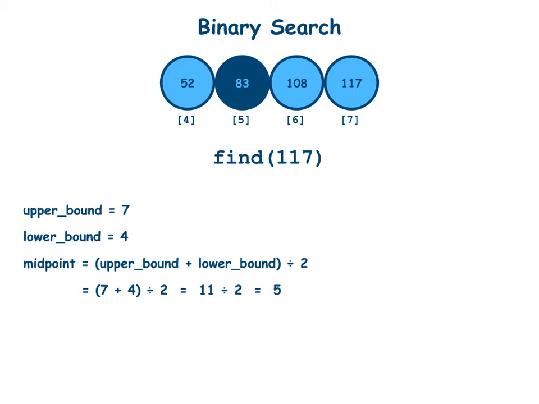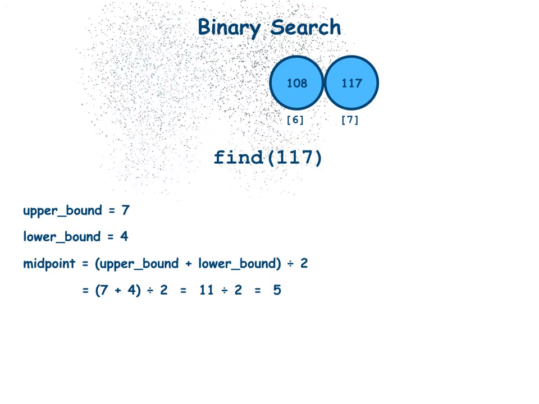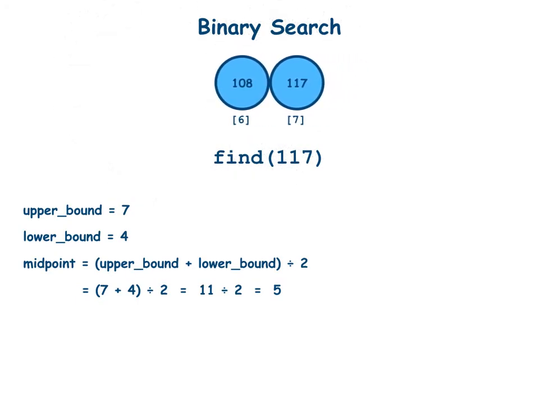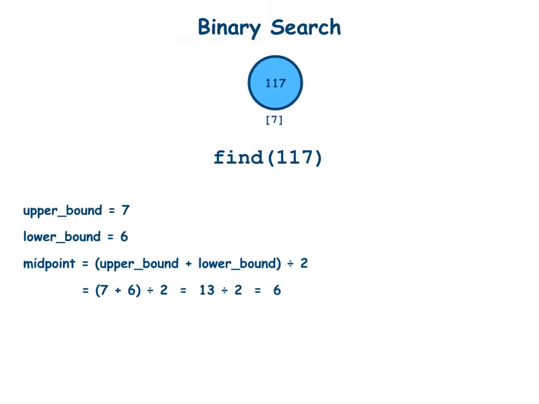So is 117 less than, equal to, or greater than the number at index 5? 117 is greater than that number. So that means if 117 is in this list, it'll have to be to the right of index 5. So now we have an array of size 2. Our upper bound remains the same, but the lower bound is now 6. Add 7 and 6 together, divide by 2, you get 6. So now 6 is the new midpoint. Is 117 less than, equal to, or greater than the value at index 6? It's greater, so that means if it's in the list, it'll have to be to the right of index 6.